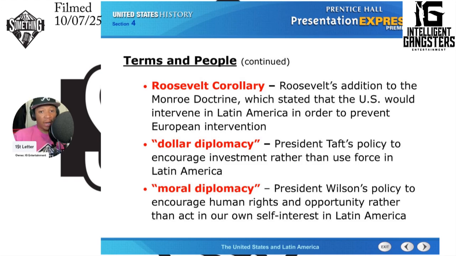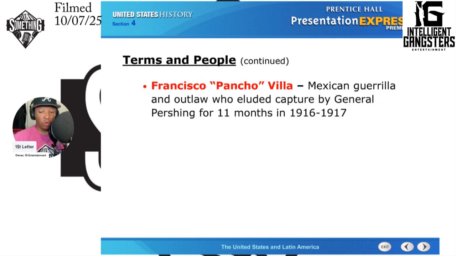All right. Dollar diplomacy. That was President Taft's policy to encourage investment down in Latin America. He wanted U.S. corporations and businessmen to get money down there in Latin America. You know what I'm talking about? But again, he was using force too if need be. And moral diplomacy. That was Woodrow Wilson's policy toward Latin America. Talking about we're going to encourage human rights and treat y'all right. We ain't going to take over your stuff anymore. But what he ended up doing, he used force too.